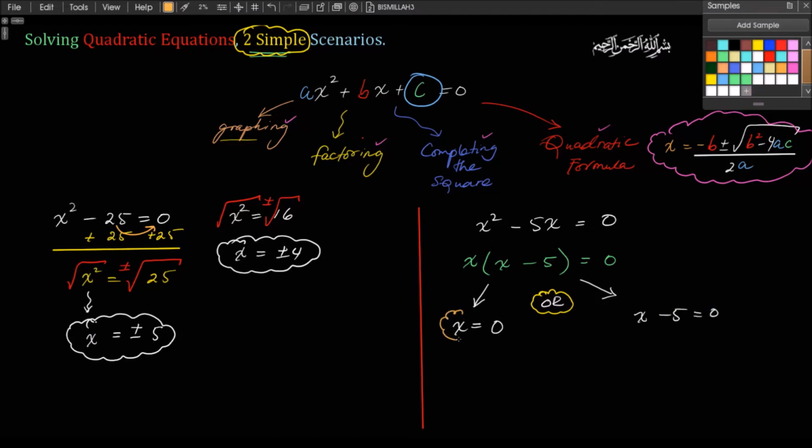Well, here's my answer ready made. And in this case, I just add 5 to both sides, and I get my second answer, x is equal to 5.